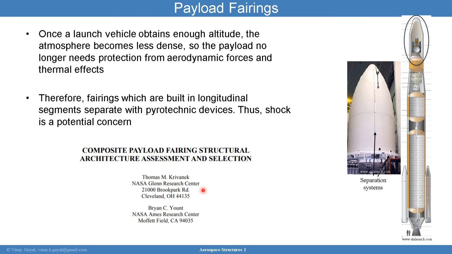Once a launch vehicle obtains enough altitude, obviously, the atmosphere becomes less dense. And as a consequence, you don't have the aerodynamic forces anymore that are required to protect the spacecraft, and you don't have those high heating environments. So the fairing, as it's ascending to space and traverses the atmosphere, is going to be exposed to high heating environments as well. So not just pressure, but the high heating environment as well. Therefore, fairings are used to protect against the heating and aerodynamic loading environments.